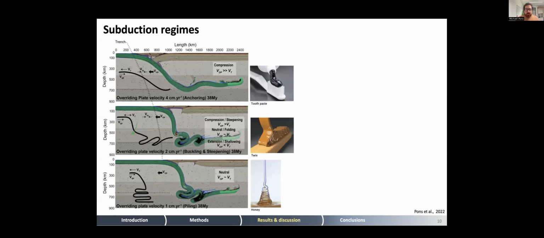Those subduction regimes are maybe similar to some phenomena that you experience in your daily life, when you apply some toothpaste on your brush or when you pour some honey on your toast. The lateral velocity at which you pour those different viscous fluids will lead to different ways of deforming those fluids.